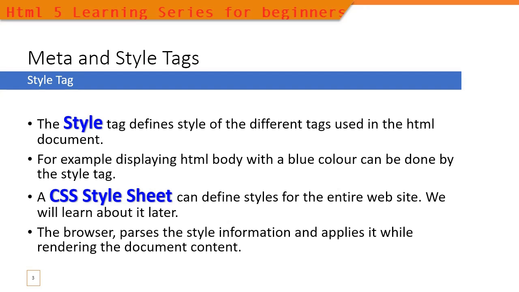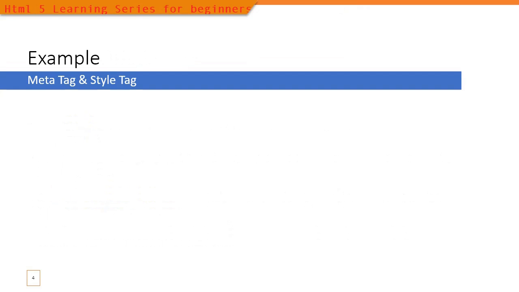So the browser parses these style information and applies it while rendering the document. So it's browser's duty to parse the information given in the CSS style sheet and act accordingly. So whether it is Internet Explorer or Chrome, or whatever is the browser, it should read the style sheet information and render the elements accordingly.